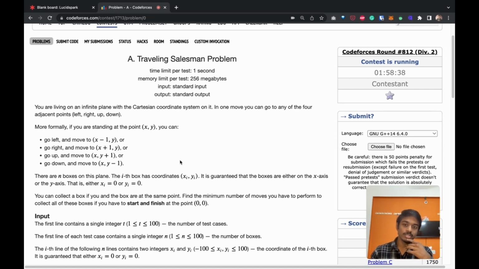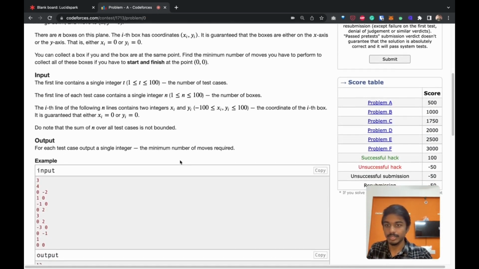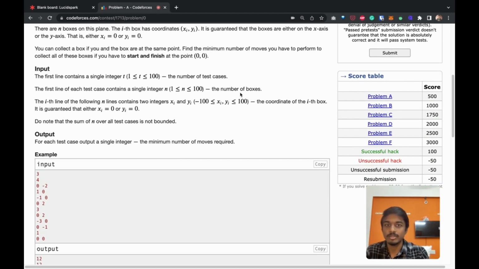You have to start and finish at the point zero, so you start at zero, then wherever you want you can move. What is the minimum number of moves you can do? Okay, test cases, number of boxes, how many boxes are there, on which coordinate it's there. The sum of n is not bounded, that's okay, it's anyway 100. For each test case, output a single integer, the minimum number of moves required. So first it's 0, minus 2, then it's 1, 0, and then it's minus 1, 0.